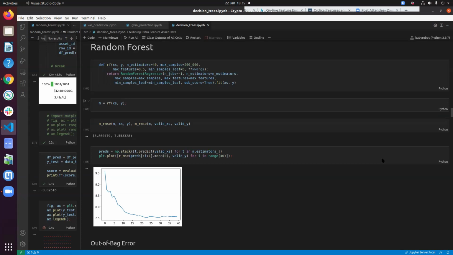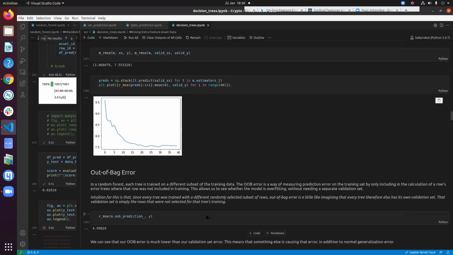Each tree chooses a different subset of your training data to train on, and by doing that, it reduces the error by averaging over them all. And this graph here on the bottom, this is the number of trees, and this is the error. You can see as the number of trees increases, it eventually gets up to about 30 trees or so that it thinks is the lowest error.